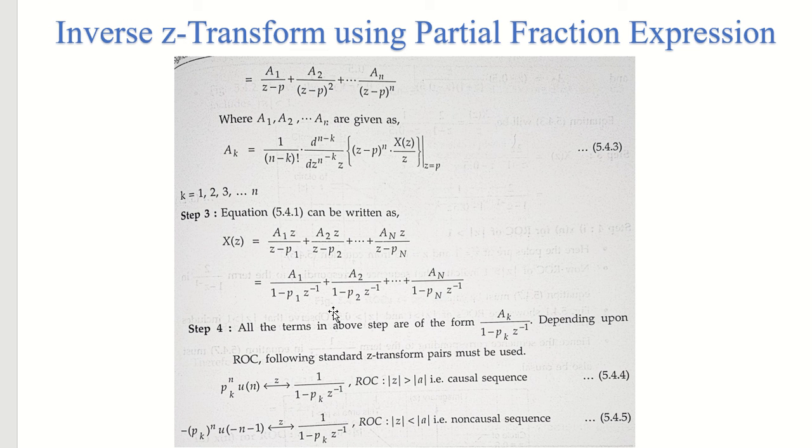So your Z transform pair must be used in two different ways, either causal or non-causal. Whenever you are using it the causal way, it will be pk raised to n into u of n. The Z transform of this signal will be 1 divided by 1 minus pk z inverse. Remember we discussed the Z transform of the unit step signal, right?